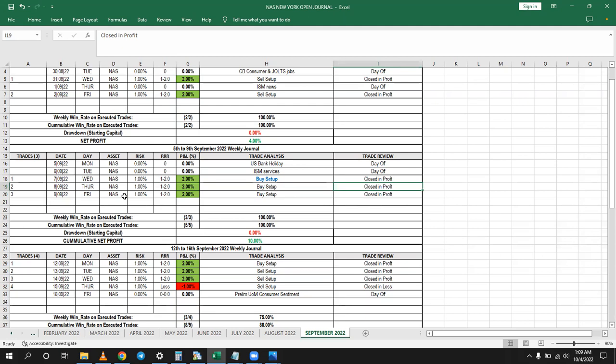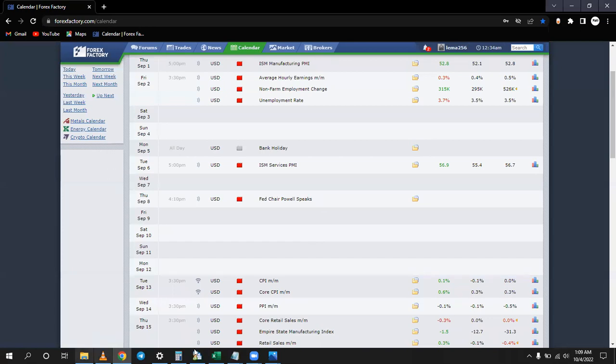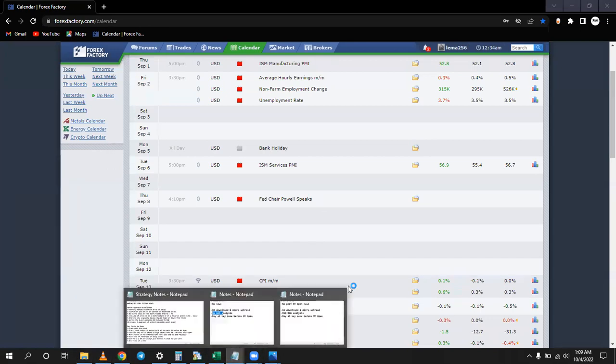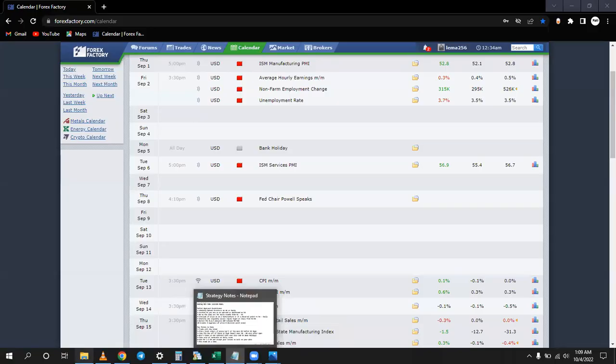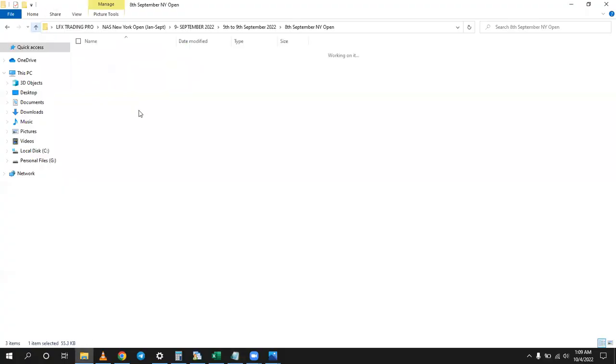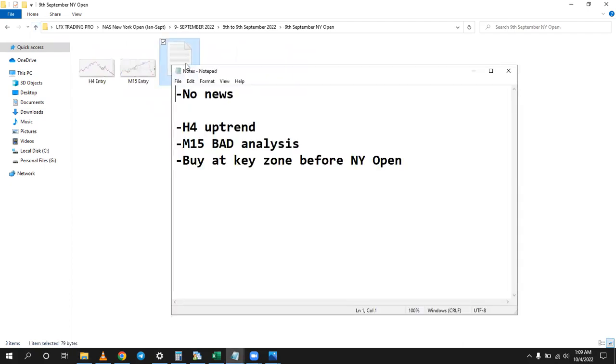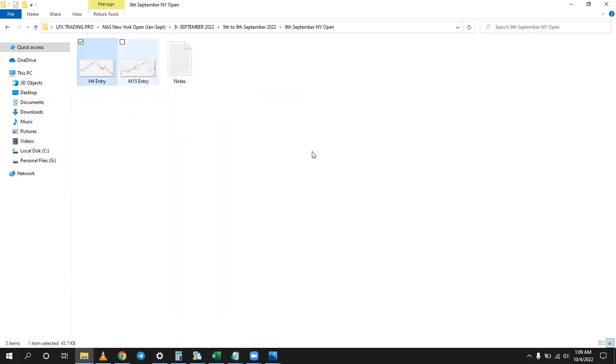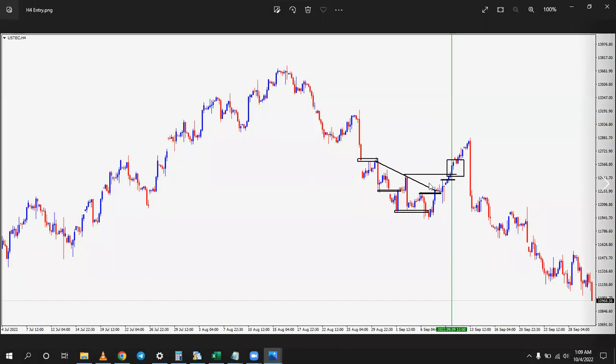Then finally on Friday, the 9th of September, let me see, no news. Let me open that folder. That is the 9th of September. Yeah, we had no news. So H4 was officially an uptrend. As you can see on the H4 time frame on the screenshot, price is now pushing up. It's pushing further up.